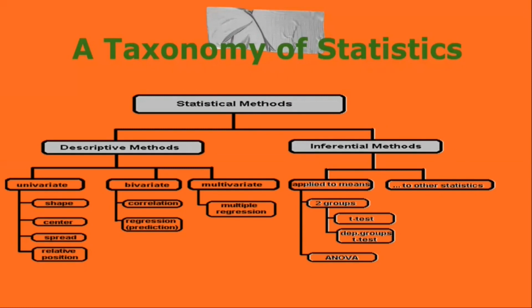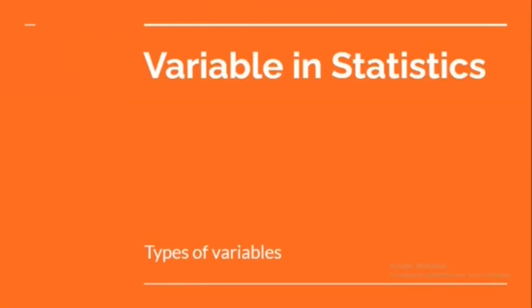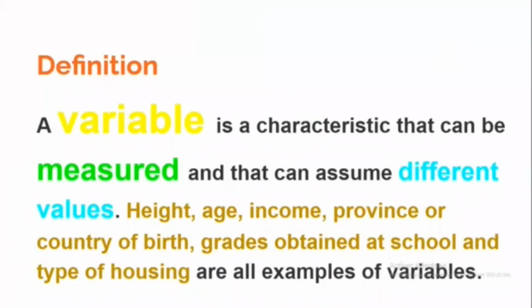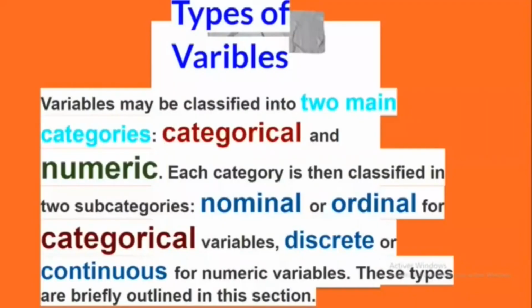Statistical description of data. A variable is a characteristic that can be measured and that can assume different values. Height, age, income, province or country of birth, grades obtained at school and type of housing are all examples of variables. Types of variables. Variables may be classified into two main categories: categorical and numeric. Each category is then classified in two subcategories: nominal or ordinal for categorical variables, discrete or continuous for numeric variables. These types are briefly outlined in this video.